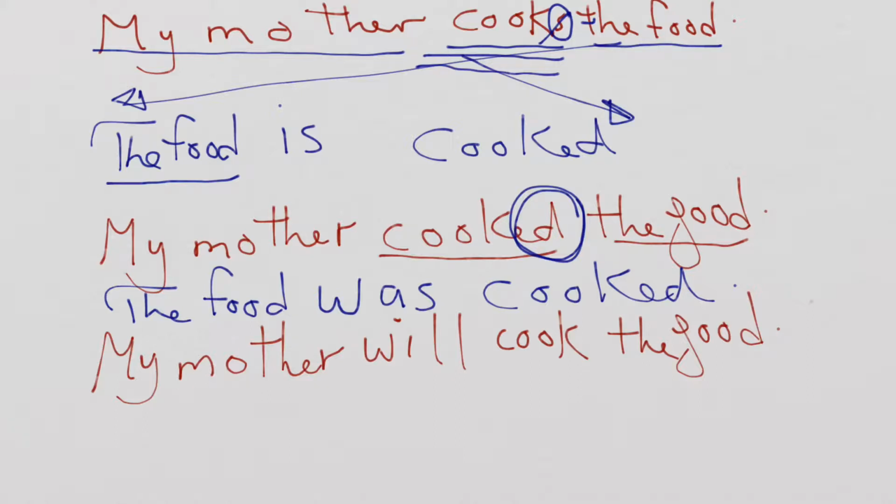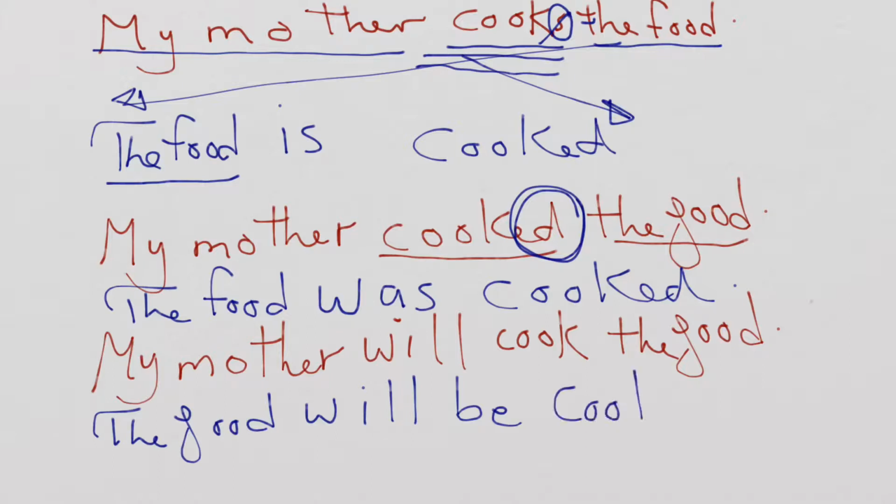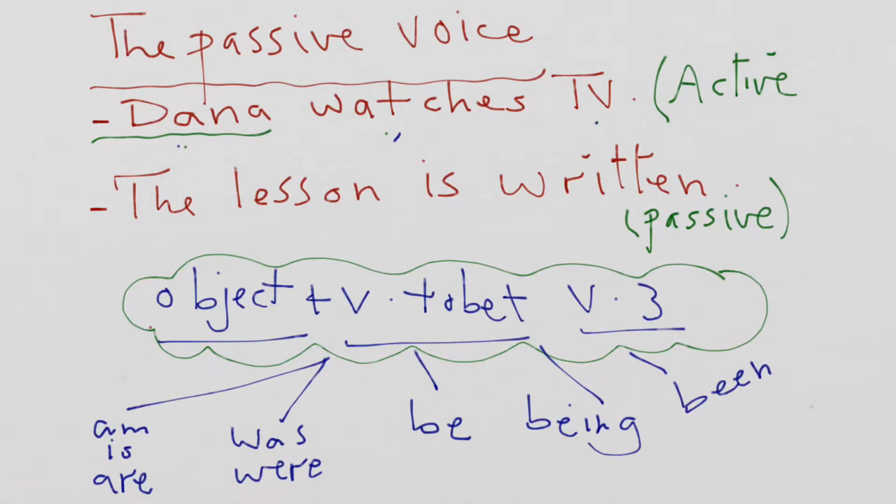So here also, again, we're going to begin with the word the food. Okay, and we have to add the modal as it is, followed by the word be. And you have to change the main verb into verb 3. It will be cooked. Remember, object, verb to be, verb 3 with the modals, verb to be should be.